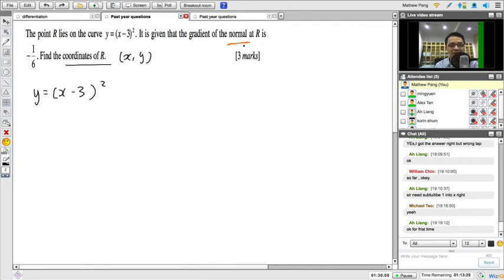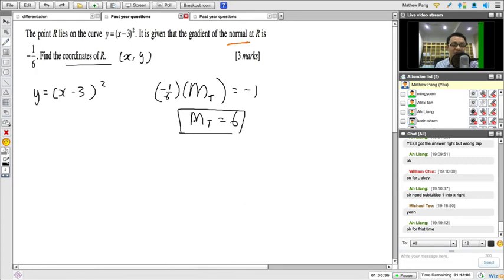So first, he gives me the gradient of normal, then I know I cannot use this gradient directly. So I will straight away substitute this to find the gradient of tangent. I call it gradient t, which stands for gradient of tangent, times negative 1 over 6 equals negative 1. Then I straight away get my gradient of tangent equals 6, because I moved the negative 1 over 6 to the other side. Then I know I can use this to find my answer, because the gradient of tangent at R will be the same as the gradient of the curve.